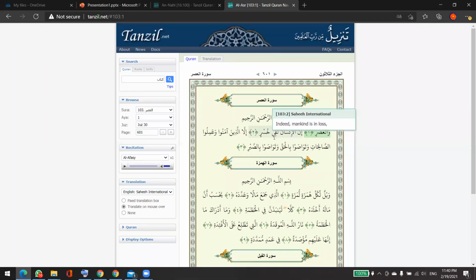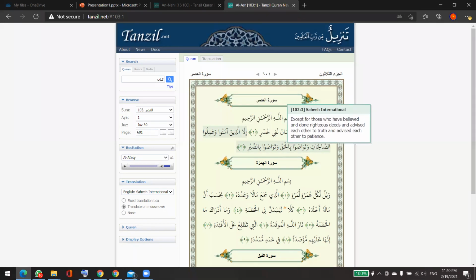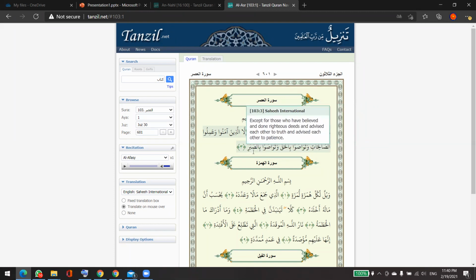Then over here we have fi. Fi is harf of jar, and the ism that is coming after it is in jar status, khusrin. And then wa tawaso bil haqqi. So ba with haqqi. Then bis sabri. Again, sabr is in jar status. Then with bismillah, we also have ba. In the name of Allah, bismi. Ismi is again in jar status.